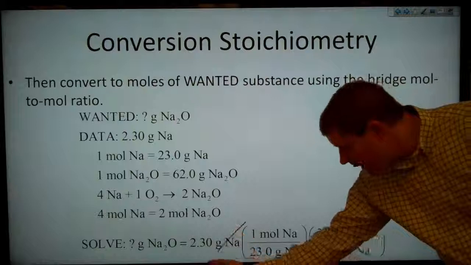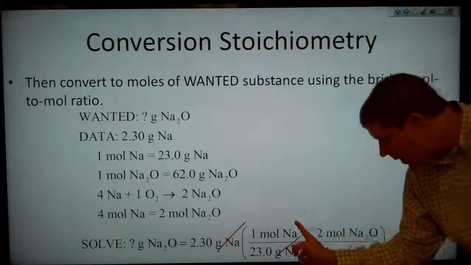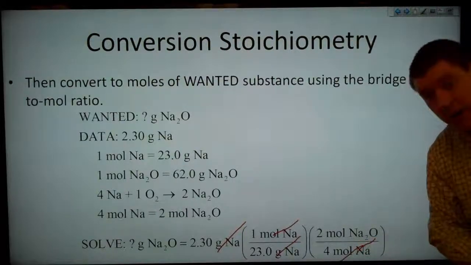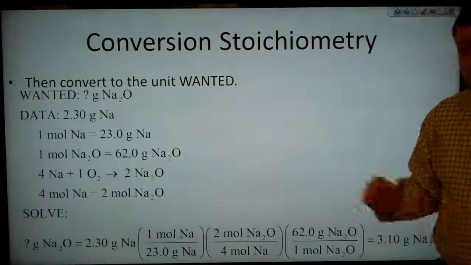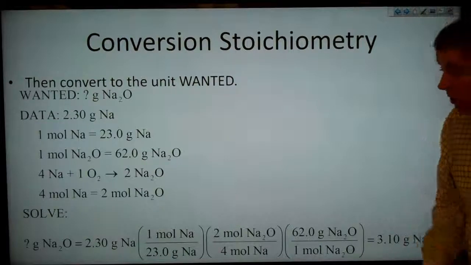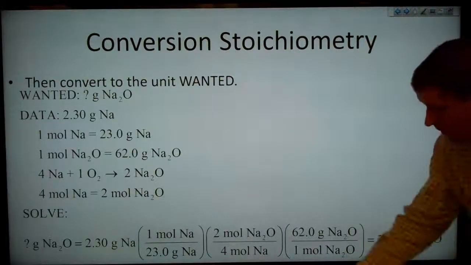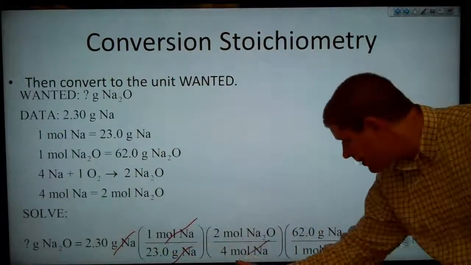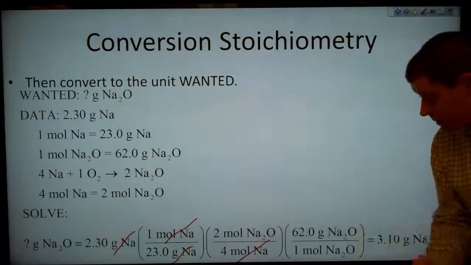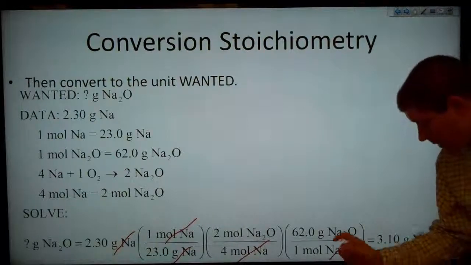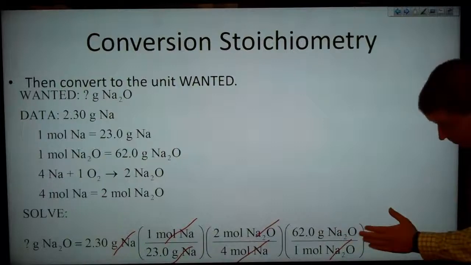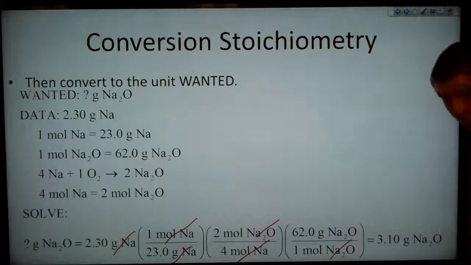And that means that here our grams of sodium were canceling. Now our moles of sodium are canceling, and we're left with moles of sodium oxide. And last, we want to convert to the unit that we want. So we've already canceled out grams of sodium, we've canceled out moles of sodium, and gotten moles of sodium oxide. Now we're canceling moles of sodium oxide as we convert to grams of sodium oxide, and that then gives us an answer of 3.10 grams of sodium oxide.